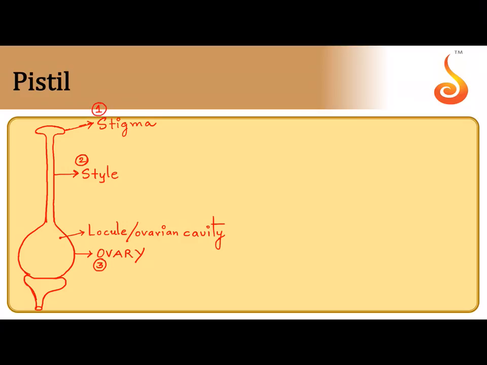Then at the base of the ovary, this is only for diagrammatic purposes, there will be a nutritive tissue. This nutritive tissue is referred to as the placenta. It may be anywhere in the ovary, but I am showing it at the base of the ovary. Attached to the placenta through a stalk is a structure. What is it referred to as? It is referred to as the ovule. The technical term for ovule is the megasporangium.